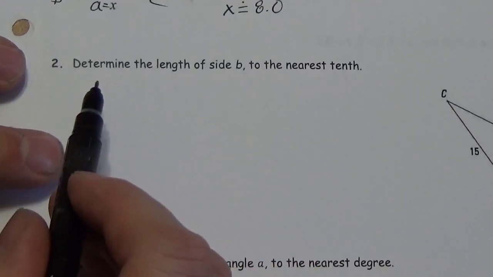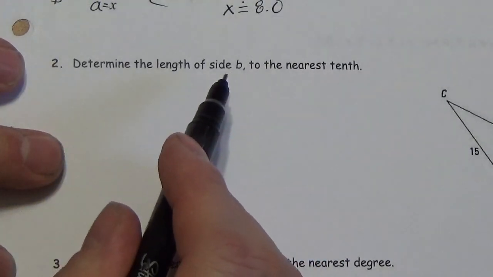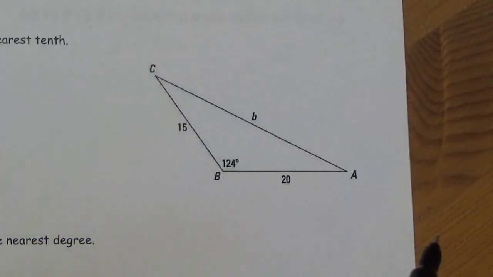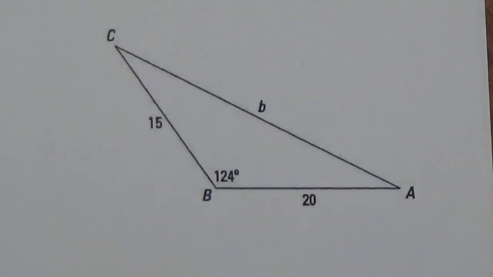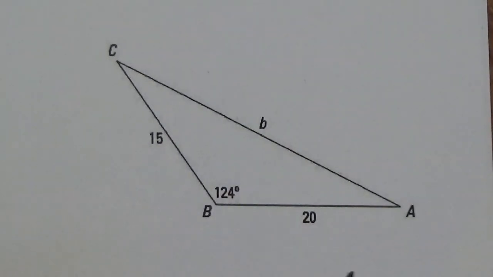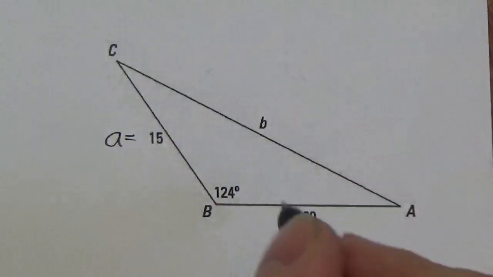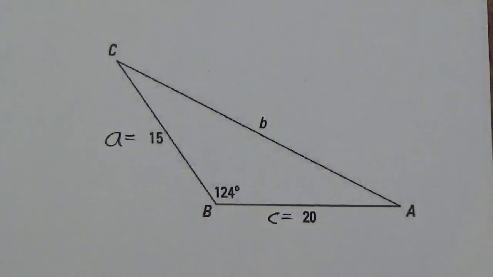This next question says determine the length of side B to the nearest tenth. Well, we have to look at the diagram here. Side B, this is what I want. Let's zoom in just a little bit. It's nice that this is all labeled for me here. I know that this is going to be little a and this is going to be little c.